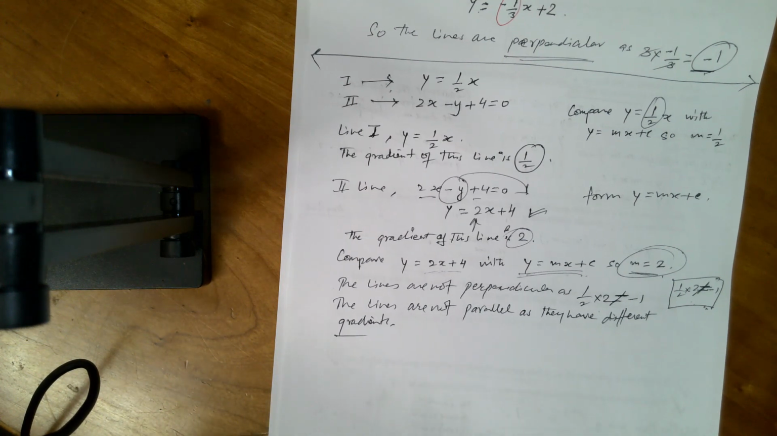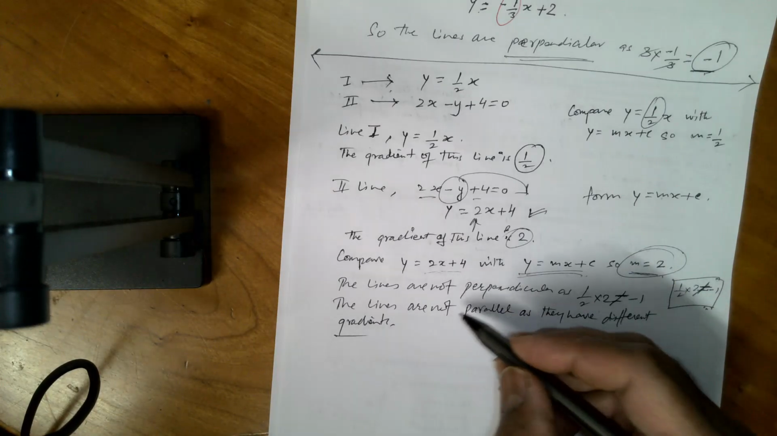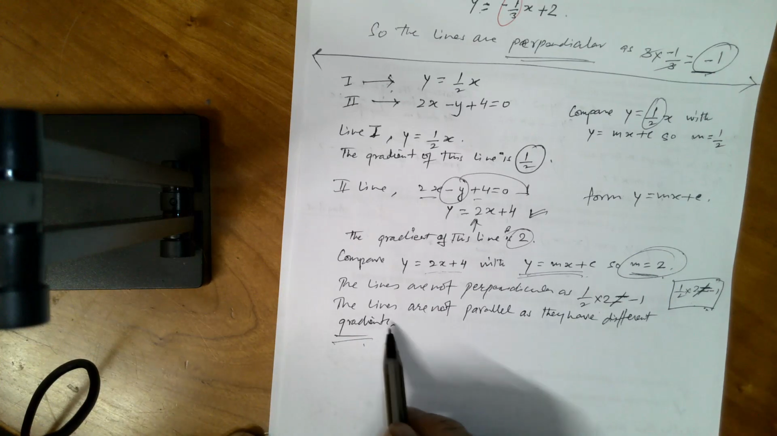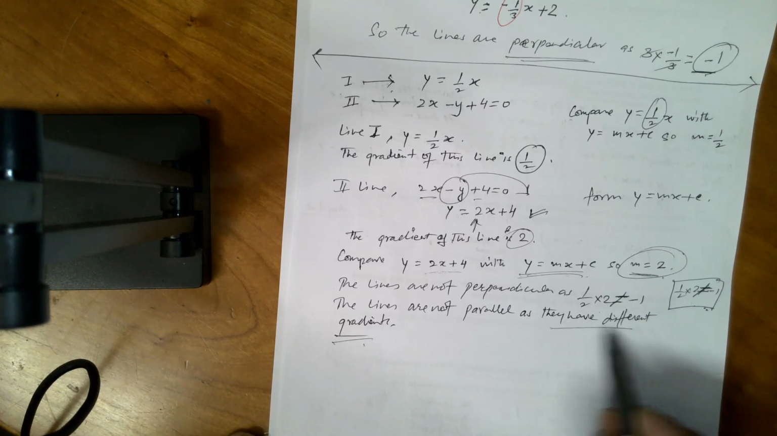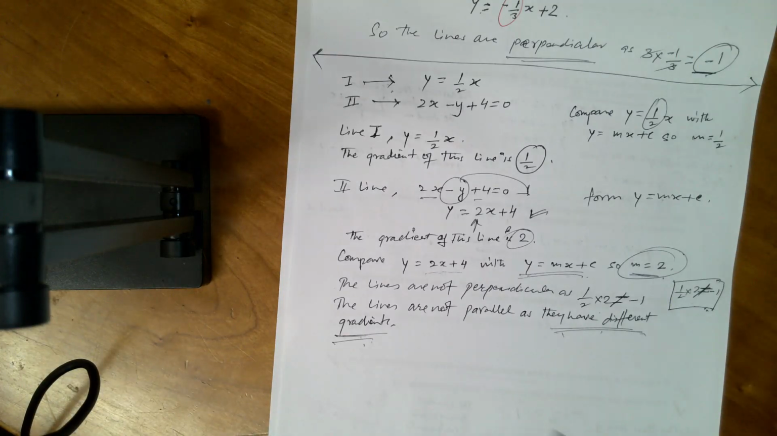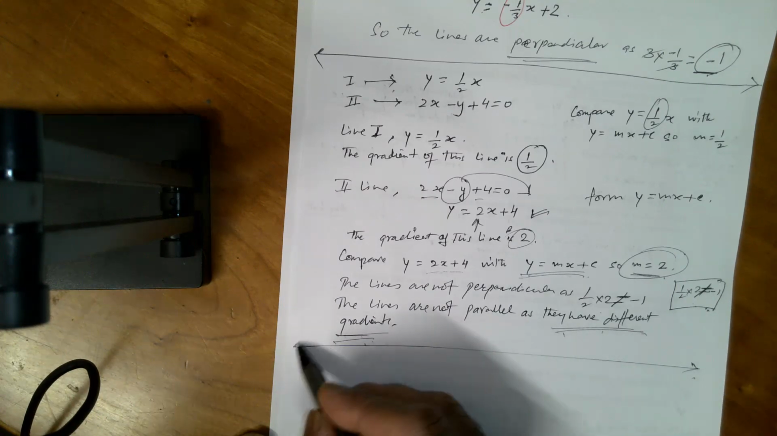Okay, so you need to write why you think they're not parallel, and also why you think they are not perpendicular. So you have done that, as here you say they have different gradients. Same gradient would have been parallel lines. Right, that was a good example.